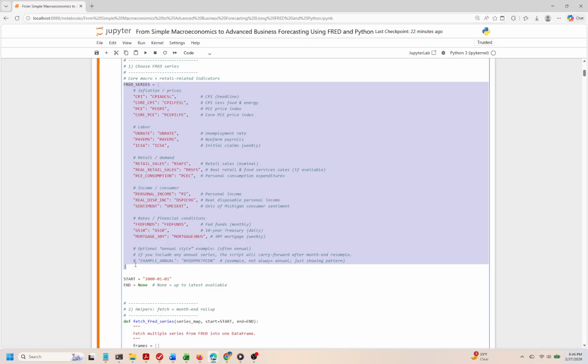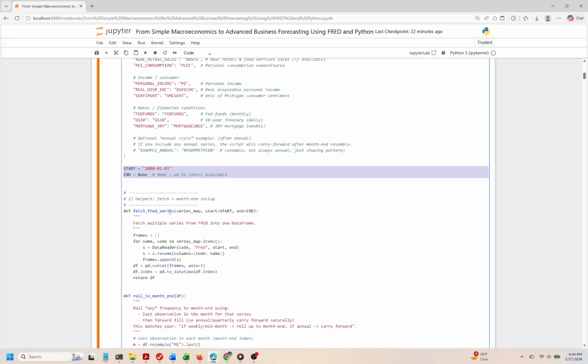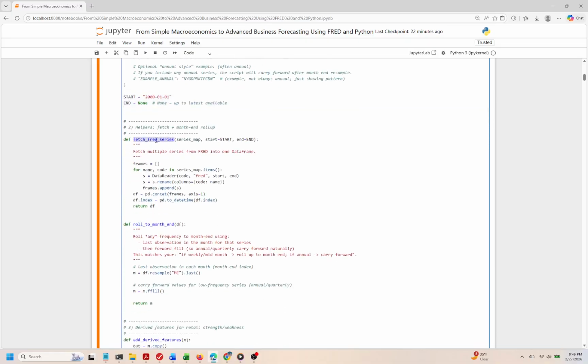We also set a starting date for our data collection and leave the end date flexible to retrieve the most current data available. Next, we implement a helper function to fetch data from FRED. This function takes our predefined series map and the specified date range, allowing us to efficiently gather all relevant data into a single data frame. With this structure in place, we can easily manage and process the multiple series we're interested in.